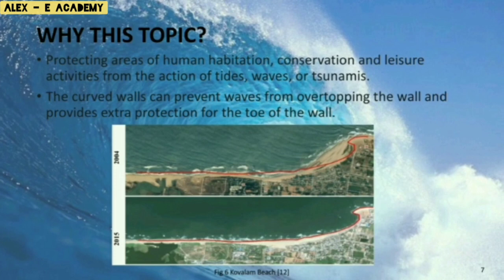As we see here, comparing the shoreline of Kovalam between 2004 and 2015, it is evident that a great extent of land has been eroded. If there was an efficient seawall protecting the shorelines, this would not have happened, since analysis of recurved seawalls is of prime importance in the civil engineering field.